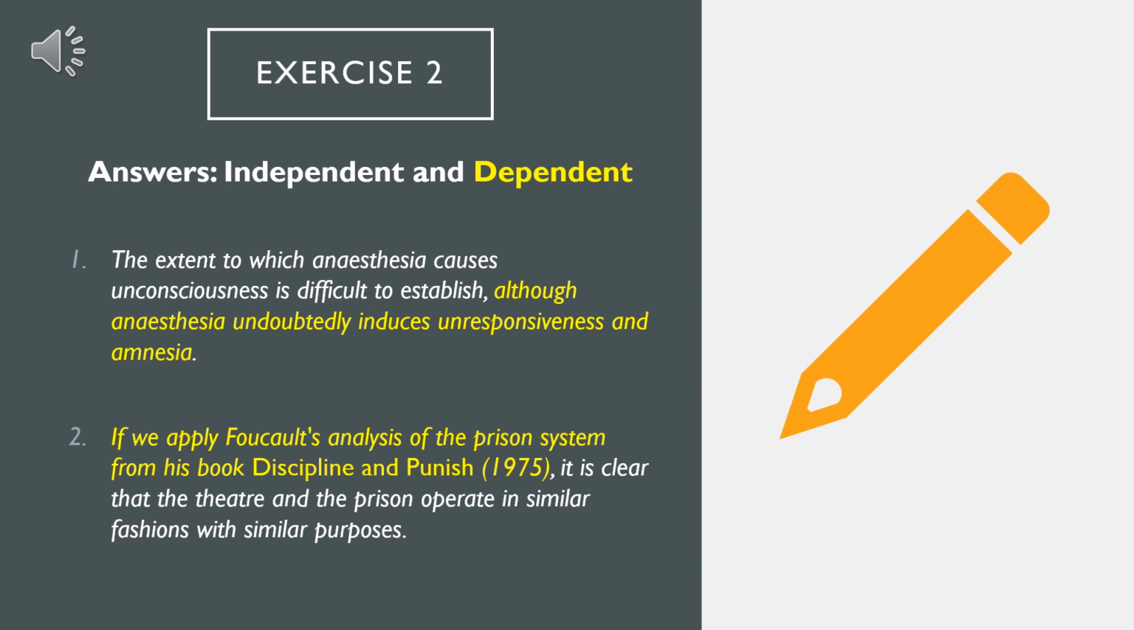Likewise, the dependent clause of sentence 2 is, if we apply Foucault's analysis of the prison system from his book Discipline and Punish. As in sentence 1, we know this is a dependent clause because of the subordinating conjunction if. The sentence doesn't make sense without our independent clause after the comma. It is clear that the theatre and the prison operate in similar fashions with similar purposes. Again, here we have a subject and a predicate, and this clause helps us make sense of the first dependent one.